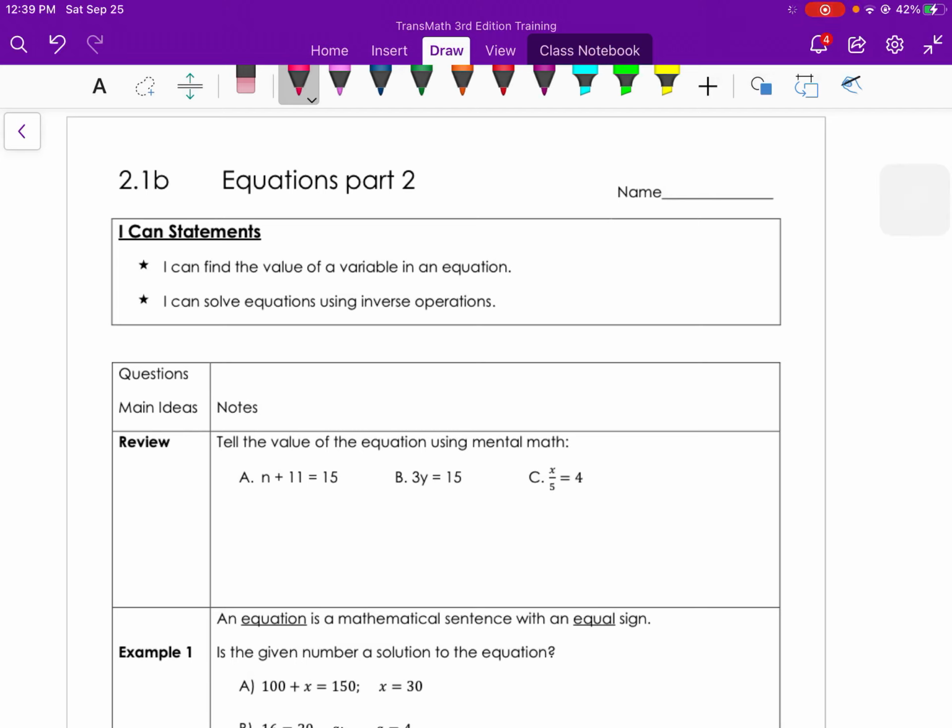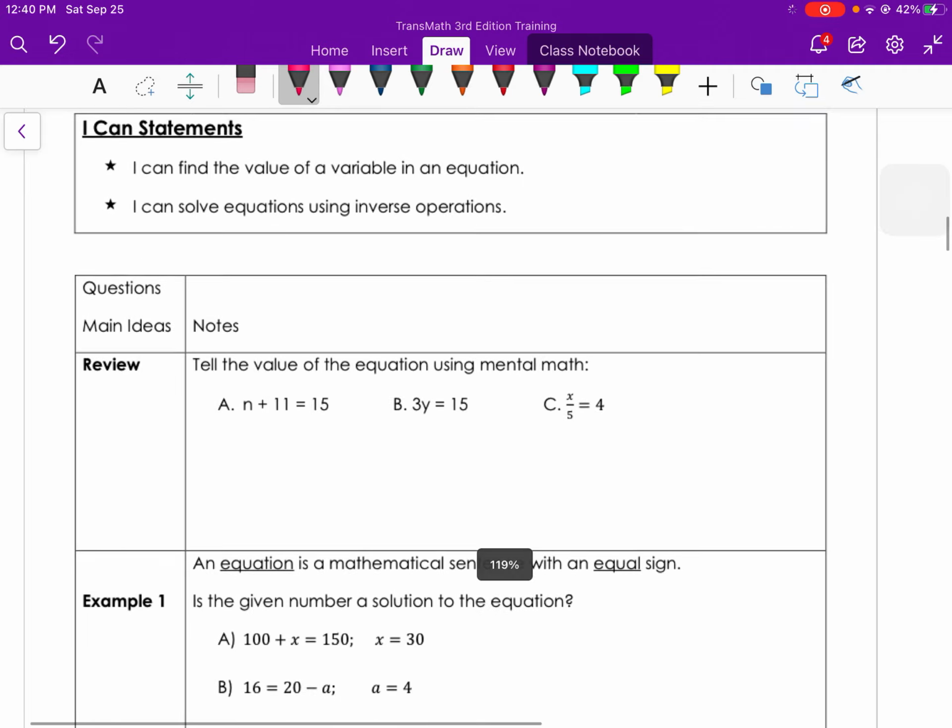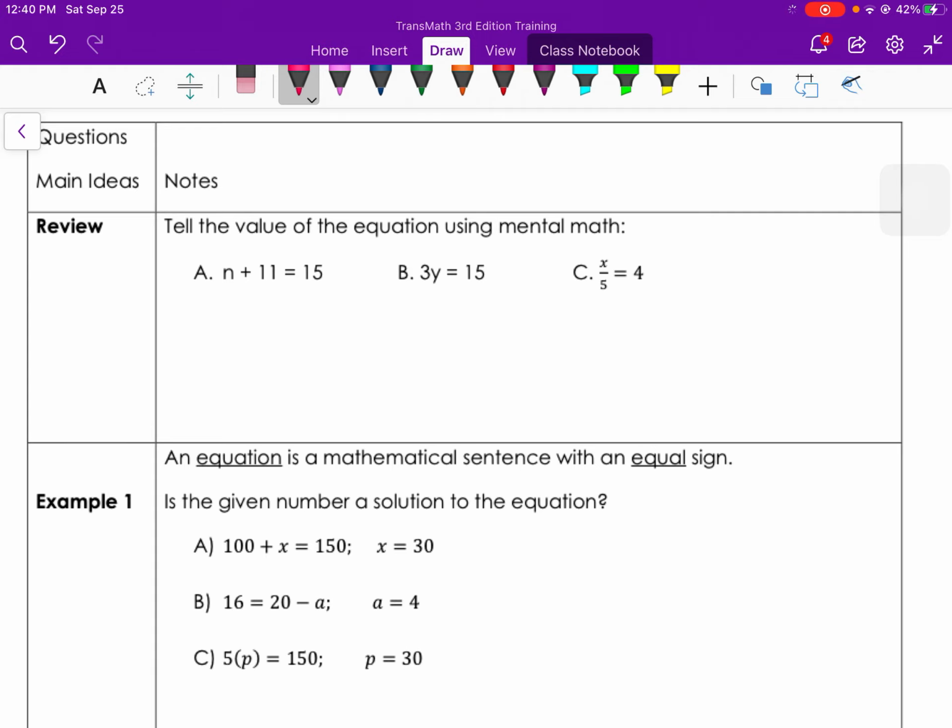Hey class, this is equations part 2. So we're going to look at finding the value of the variable in the equation, and today our focus is going to be using inverse operations to do that. So let's review what we did the other day with mental math.